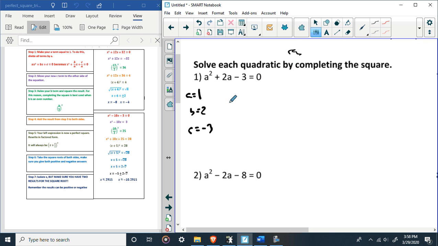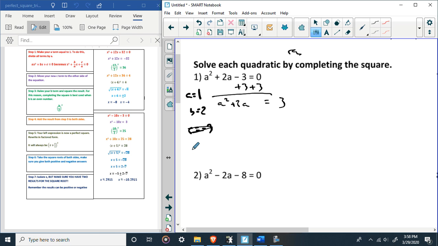Okay, so the first step, does a equal 1? Yes, it does. There is no lead coefficient here. It's 1. Good, so we can continue. Our second step, move your c term to the other side of the equation. So let's add 3 to both sides. Now I have a squared plus 2a is equal to 3. I like to leave a little space here, so you have time because you know you're going to be writing something in there. Now I no longer have a c term.